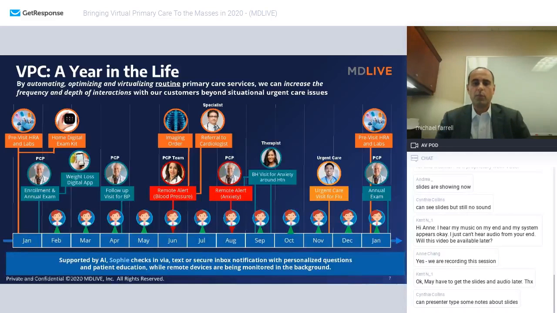When we at MDLIVE look at what we like to frame up as a year in the life of a virtual primary care patient, I'm going to briefly walk you through this slide here. And if I was able to share my screen, this would build out from left to right. But I'm going to start on the far left-hand side of this screen and work all the way to the right.